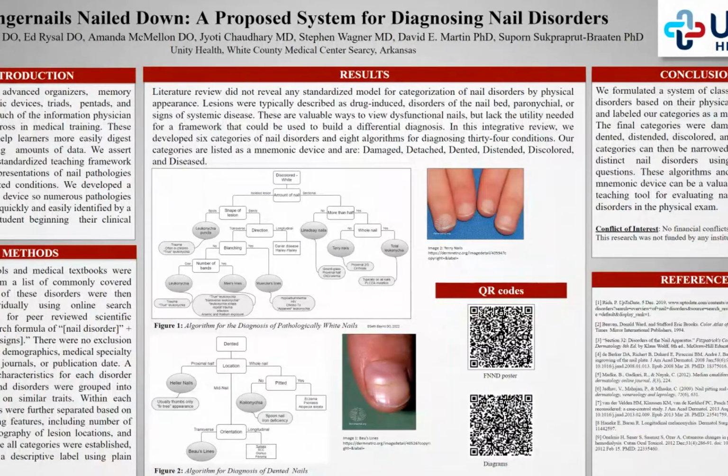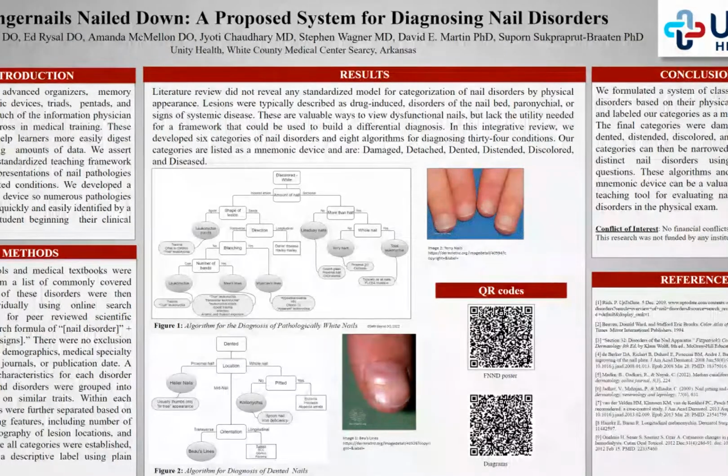If we look at the picture below, this would be a nail where your first thought is this is a dented nail. So what is the location of this dent? Is it on the proximal half of the nail or is it along the whole nail? This one is a mid nail finding. So we would go down this middle path here on the diagram in figure 2. Then we would look at the orientation of the dent. Is it longitudinal or transverse?